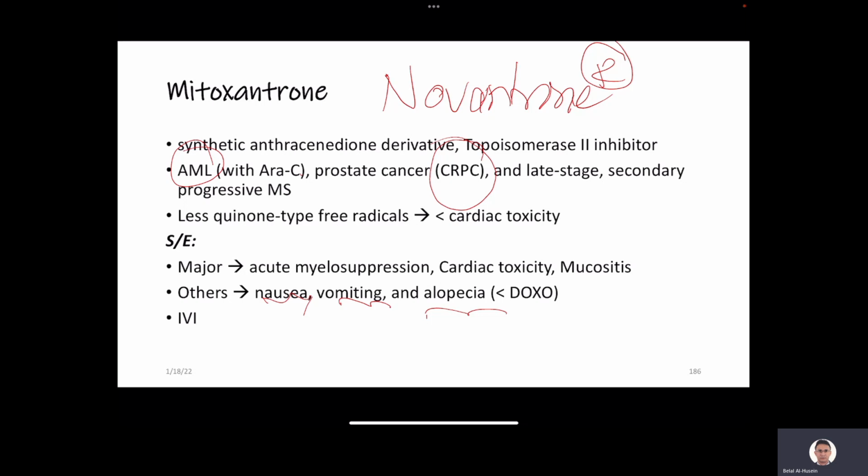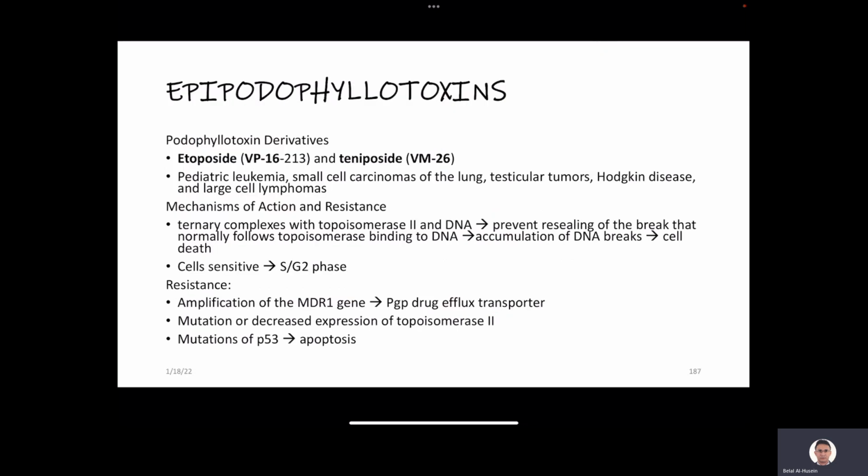And it could also be used for management of secondary progressive or late stages of multiple sclerosis. Apoptosis are another group of naturally occurring compounds.